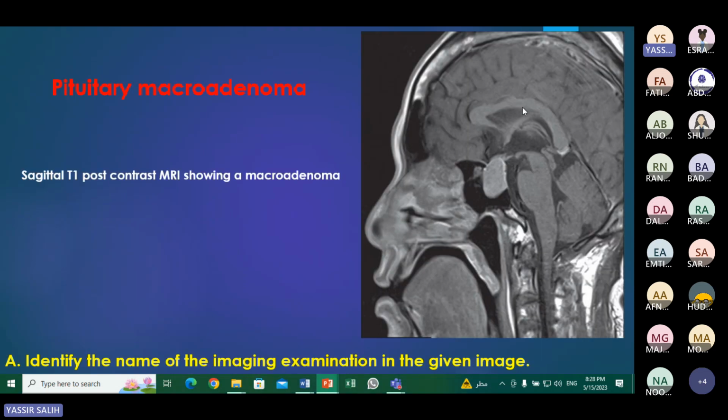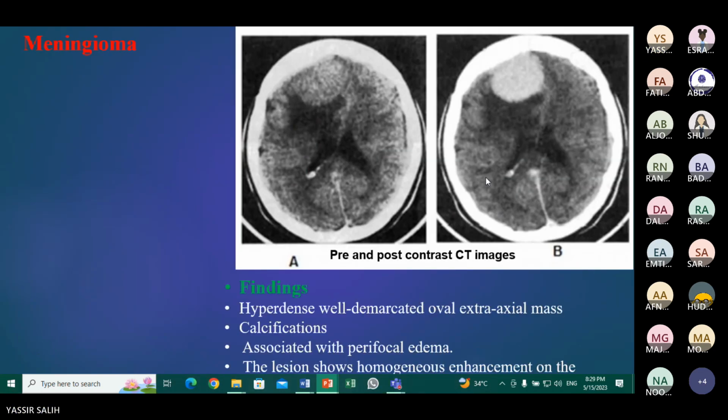This is MRI T1 with contrast, sagittal. What abnormality is demonstrated in this image? What is the diagnosis? Pituitary macroadenoma. There is a mass in the pituitary region which is more than 10 millimeters, which is a macroadenoma.